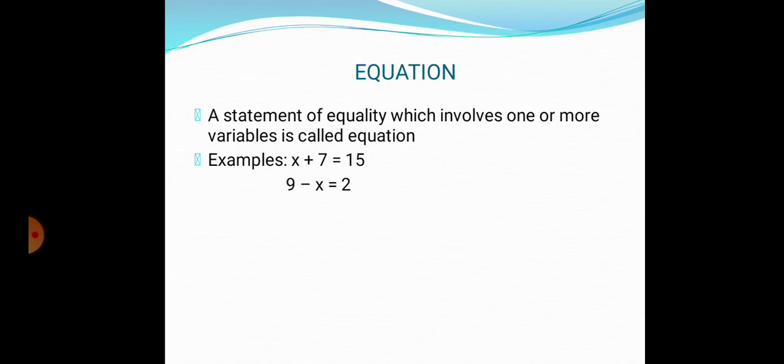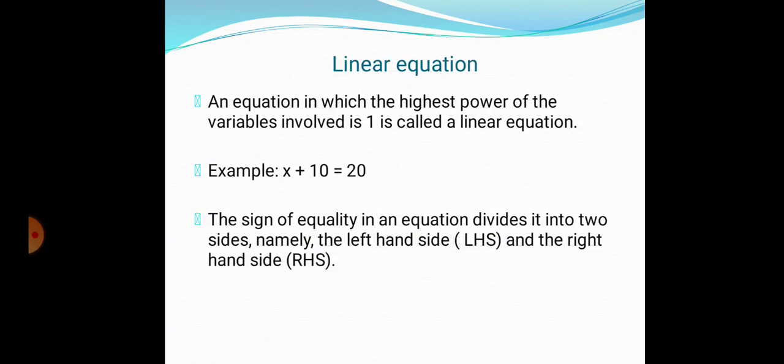Now let us see the definition of the term equation. A statement of equality which involves one or more variables is called an equation. So here are a few examples: x plus 7 equal to 15 and 9 minus x is equal to 2. Now let us see the definition of the term linear equation. An equation in which the highest power of the variables involved is 1 is called a linear equation. In this chapter, we are going to discuss more about linear equations in one variable.